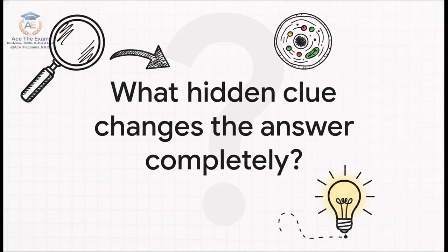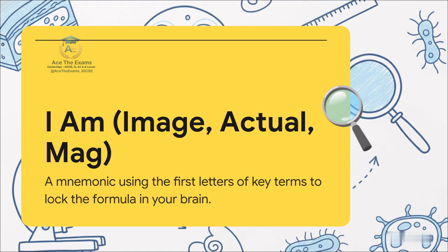In just a moment, we're going to uncover the precise clue that shifts an answer from being just totally average to top band. But first, you're going to need a foundational tool that makes that hidden clue absolutely obvious the second you look at it. And that tool is a super simple but brilliant memory hack. You need to lock the core formula into your brain so you never freeze up under pressure.